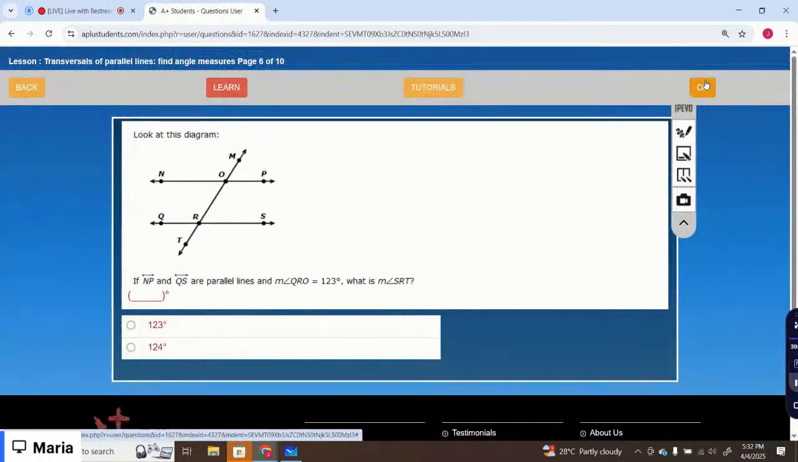Look at the diagram. If NP and QS are parallel lines and the measurement of QRO is 123 degrees, what is SRT? It is again 123 degrees. Option number one is the correct option.